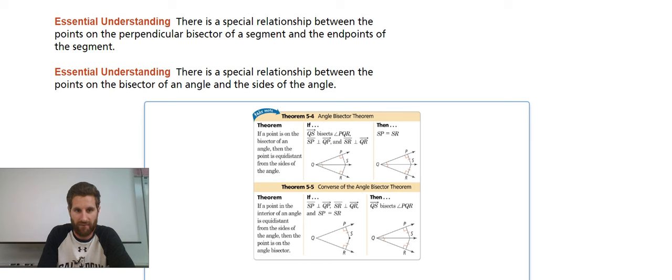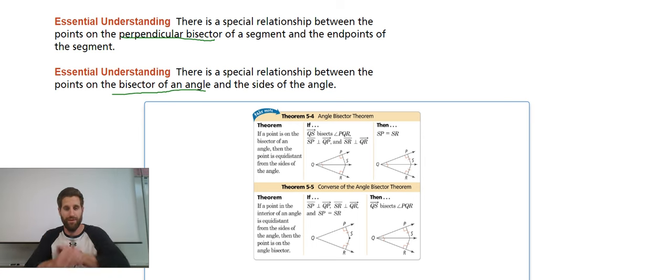And two more pieces of information. Not only do we have the perpendicular bisector, but we also have what's called the angle bisector. What this basically says is, if a point is on the bisector of an angle, then the point is equidistant from the sides. So point S is going to be equidistant, and then we take that and flip it. Okay, a couple things I want us to write down. I want you to write down those four theorems for me.